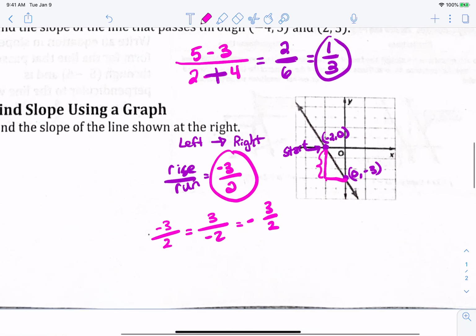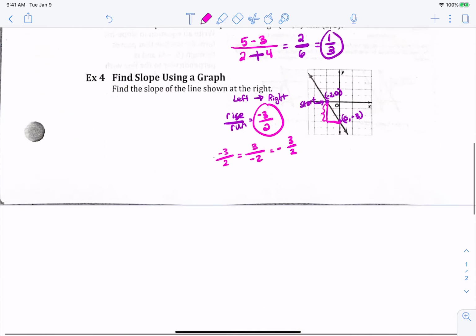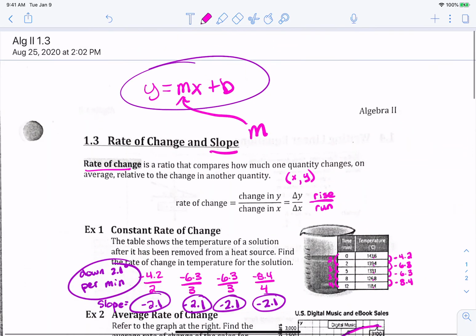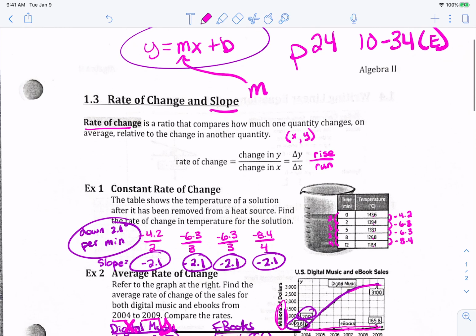So that is all I have for you. Really nice, easy day today. Homework, if you didn't write this down yesterday, for the people on the video: page 24, 10 through 34, the evens. And we will turn in homework for 1.2 and 1.3 tomorrow.